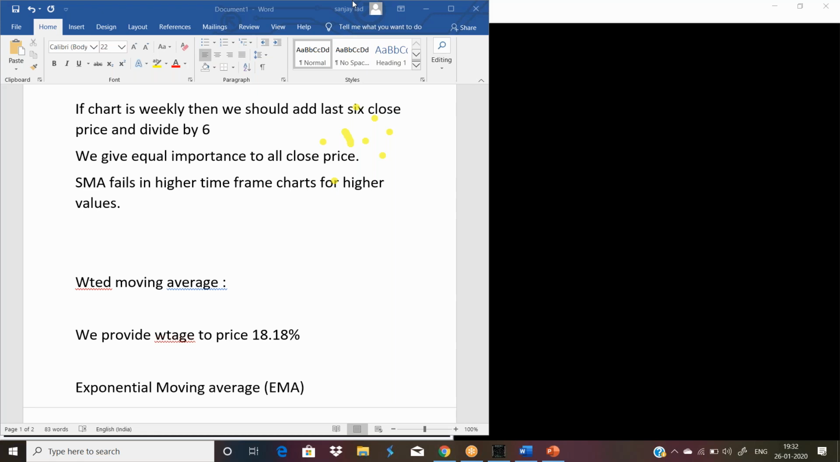So we should not use simple moving average because we don't require that. We don't require weighted moving average also. What we require is exponential moving average. So we should use exponential moving average. How it is calculated, I will explain you. Why it is important, that also I will explain you. First of all, I will explain why EMA, exponential moving average, is important.